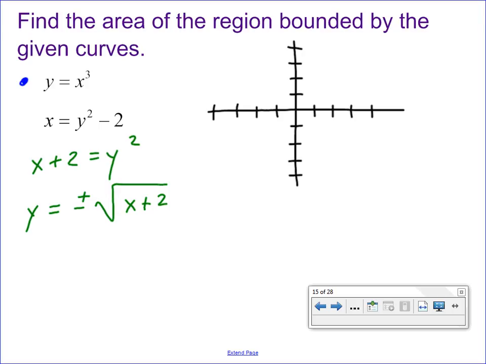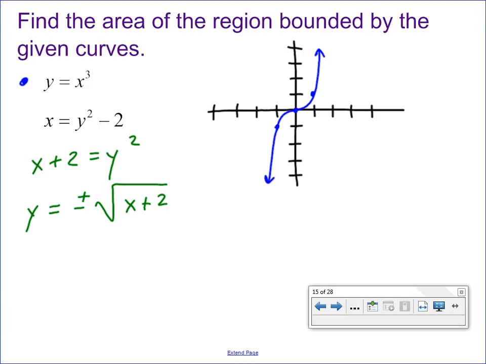Top curve, I'm going in blue. Y equals x cubed has key points (0, 0), (1, 1), (2, 8), (-1, -1), (-2, -8). And so we get that serpentine curving S shape that we've come to know and love as our cubic parent function. Let's see if that's enough.